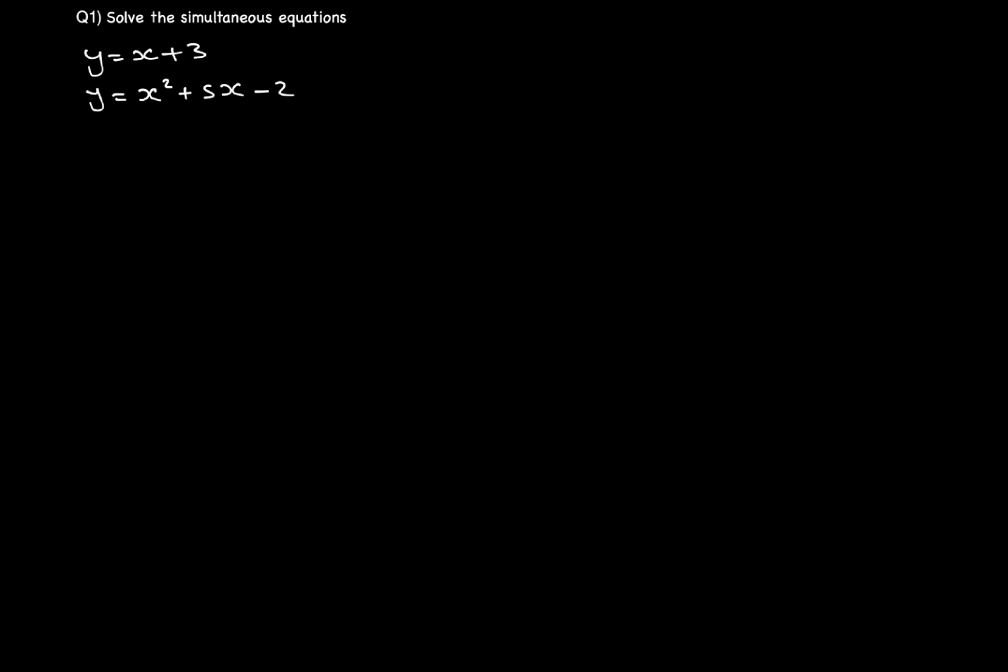Y equals x plus 3, y equals x squared plus 5x minus 2. So I'm just going to label it as equation A and equation B. If you notice, both of these equations equal y. So x plus 3 is equal to y, x squared plus 5x minus 2 is equal to y. That means we can make both equations equal to each other. So equation A is equal to equation B. X plus 3 then is equal to x squared plus 5x minus 2.